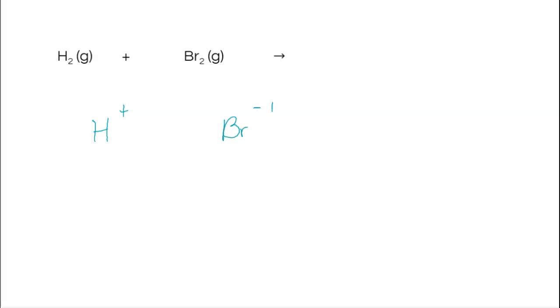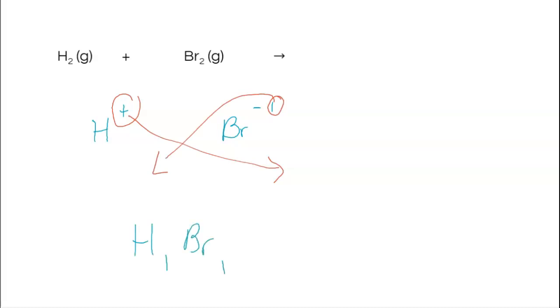And so when these cross over, that +1 and that -1 are just going to be there as H1, Br1. But of course, we know that those 1s are understood to be there, just like we see in math. And so we're just going to write our product as HBr.